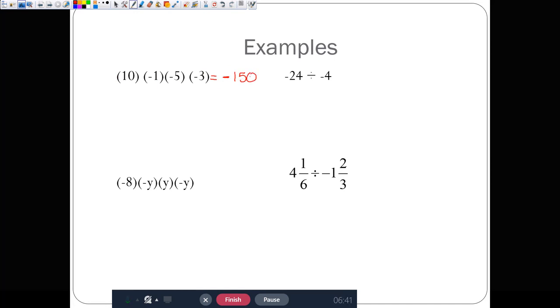Okay, I have an even amount of negative signs, so my answer is going to be positive. Now I'm just going to divide the numbers. 24 divided by 4 is 6. So my answer is 6.